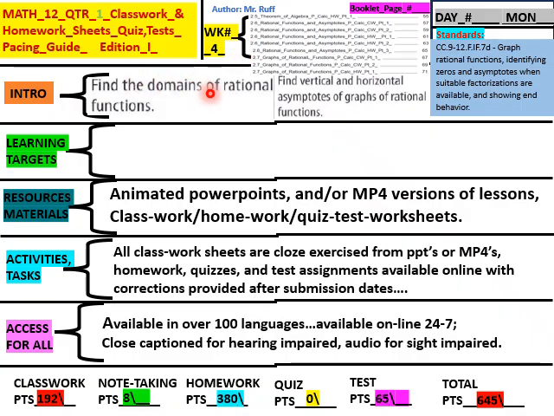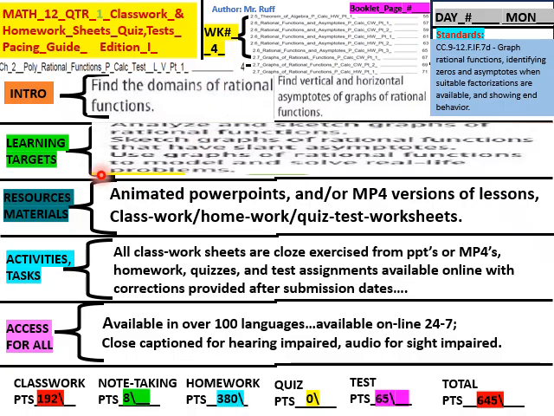Find the domains of rational functions, our intro here, and then find vertical and horizontal asymptotes of graphs of rational functions. And then our learning target, oh wait a minute, we have a test here, chapter 2 test in week 4, polynomial rational functions. So we do have a test in week 4.